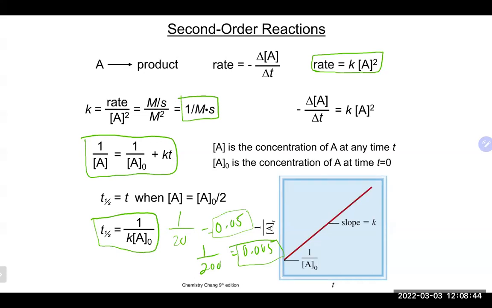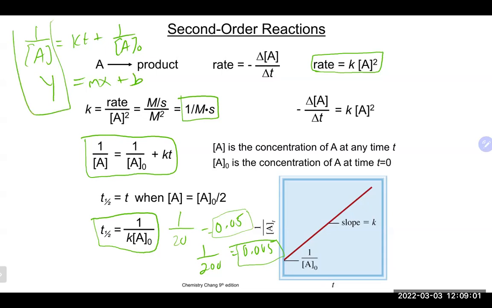If we take the equation here and rearrange it and rewrite it as 1 over A is equal to kt plus 1 over A naught, that is our y equals mx plus b. And that is what we see in a typical graph for second order. On the y is 1 over the concentration. On the x is still t here.